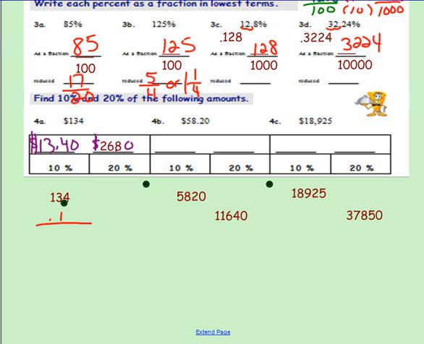Real quick on this one, 5820. I take my decimal, which is right here, and move it over once to the left. I'm going to get $5.82. If I need to double that, where was that decimal? It's going to be right here. $5.82 doubled is $11.64. This also works well if you're doing commission on, maybe, sales of 18,925.